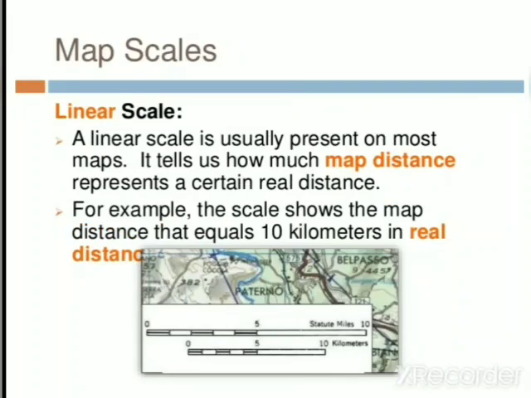The next one is linear scale. A linear scale is usually present on most maps. It tells us how much map distance represents a certain real distance on the ground. For example, the scale shows the map distance that equals 10 kilometers in real distance. Okay, so you can observe here in this diagram, the linear scale line is divided into 5 equal parts, each 1 centimeter apart. So each of these parts represents a distance of 50 kilometers on the ground.